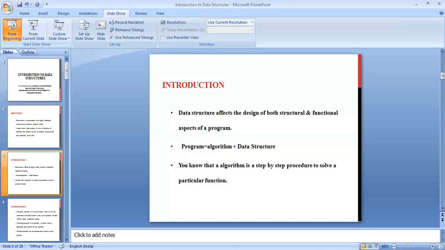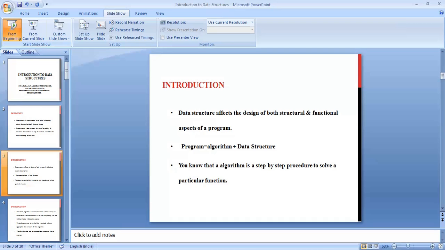The next point is, to develop a program for an algorithm, we should select an appropriate data structure for that algorithm. Later we will see what algorithms and data structures there are, and how we choose a particular data structure for a particular program or situation. That we will discuss in the next slides.